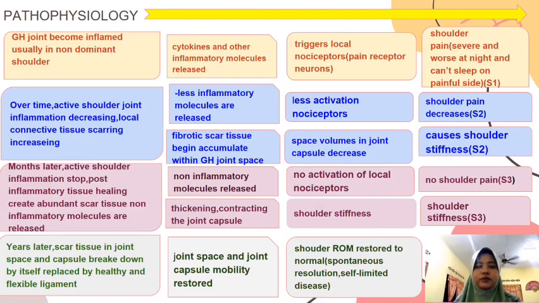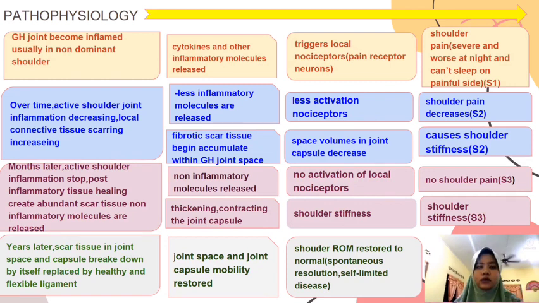Pathophysiology: the glenohumeral joint capsule ligament becomes inflamed, usually in the non-dominant shoulder. Cytokines and other inflammatory molecules are released and trigger the local nociceptors, which are pain receptor neurons, causing shoulder pain that is diffuse throughout the shoulder, severe, worse at night, disabling, and the patient can't sleep on the painful side. This is the first stage.